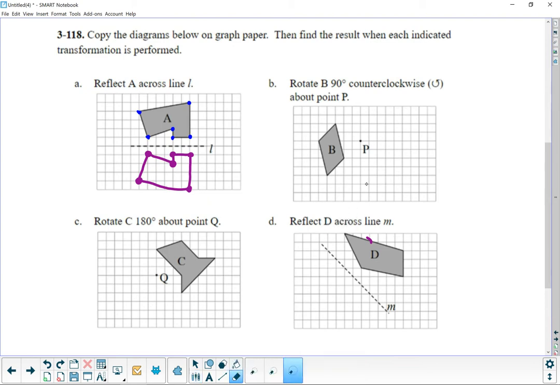It needs the same strategy, except we're doing rotation. And we're going to use something called the hook, right? And we're going to do 90 degrees counterclockwise. So I'm going to go ahead and put down some points. For example, that point, that point, that point, and that point.